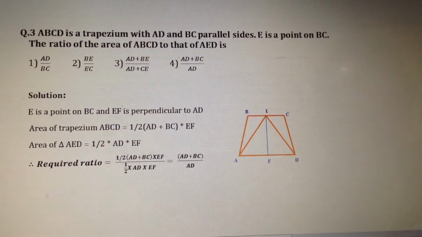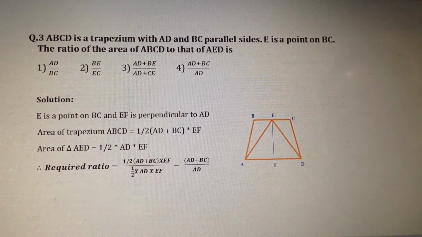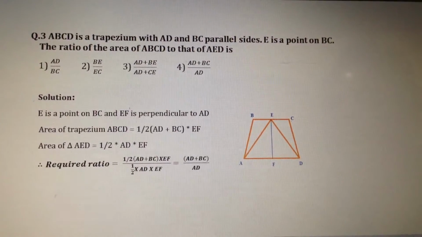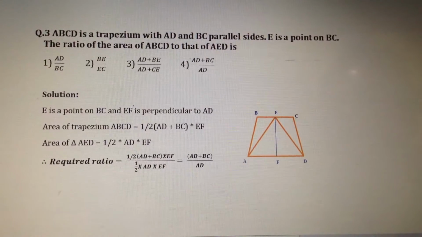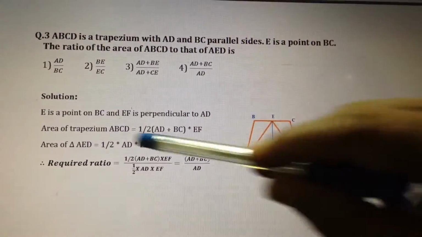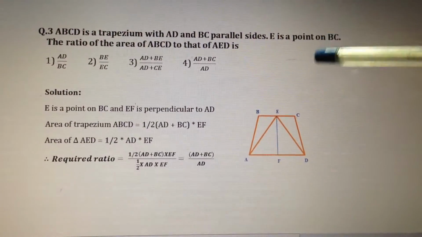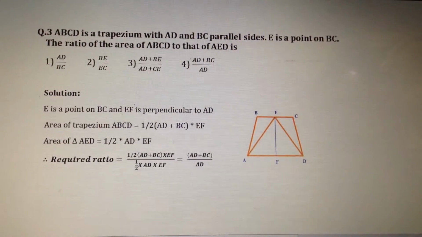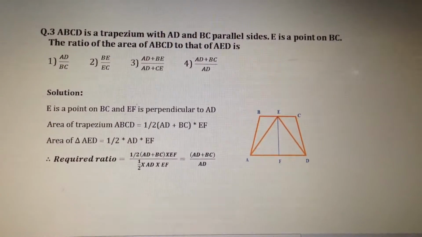Now question number 3. ABCD is a trapezium with AD and BC parallel sides. E is a point on BC. Find the ratio of the areas of ABCD to that of AED. It is given in the problem that E is a point on BC. Therefore, EF is perpendicular to AD. Then EF becomes the height of both the trapezium and the triangle.